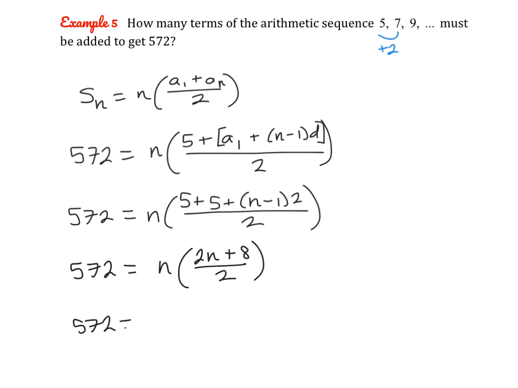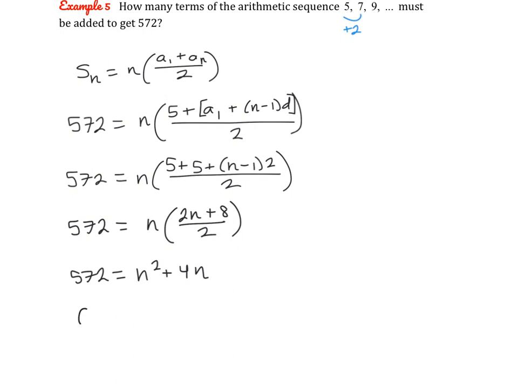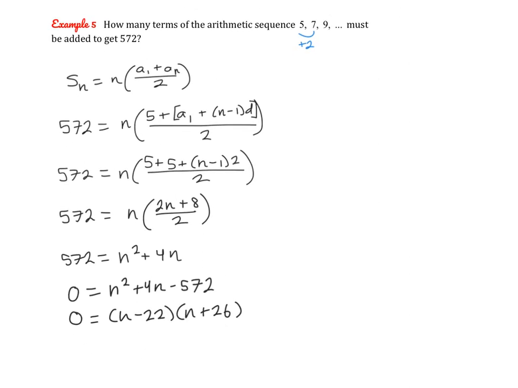So 572 equals, so if I divide both of these by 2 and then distribute the n, we get n squared plus 4n. And then you can see here that we actually have a quadratic equation. So we are going to need to set our equation equal to 0. And we can solve this in a number of different ways. This one just so happens to be factorable, so that's definitely the method that I'm going to pick. So it's n minus 22 times n plus 26, so that gives us two answers to look at. So we get n equals 22 or n equals negative 26.